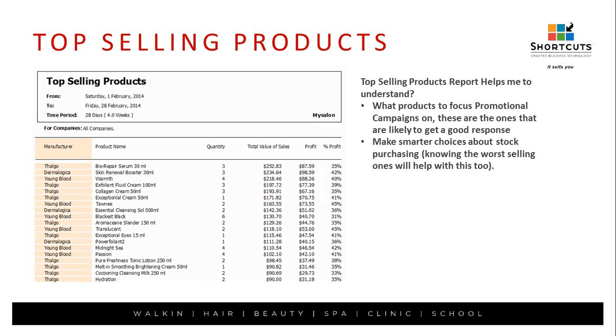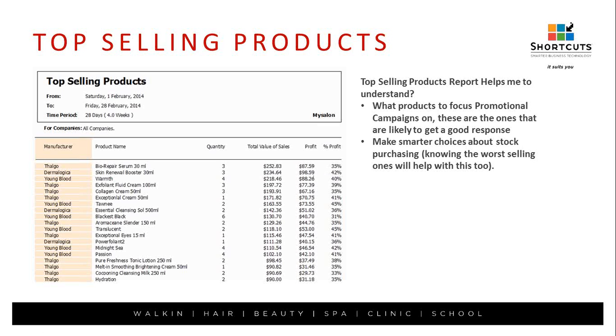As I said, it will also show you those that are not selling as well. The profit comes from the difference between the buy price and the sell price, and that will give the profit. So again, another report where we just need to make sure that what's in Shortcuts is correct. You need to make sure that you've got your buy prices in, and that they are correct. So it will work out what your profit is.